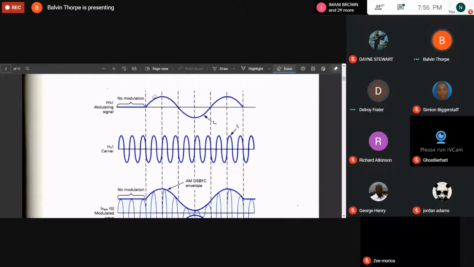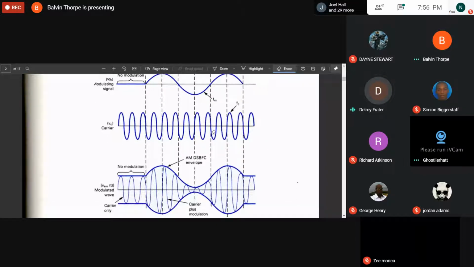Or in this case, it means then, sir, that the carrier would have had that degree of flexibility to adjust itself accordingly based on what is happening to the information wave. And that degree of flexibility is what we call amplitude modulation. That's what we're talking about. The flexibility is the result of amplitude modulation.